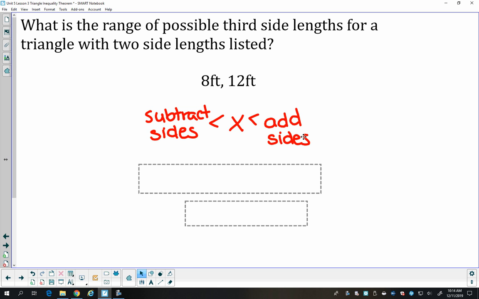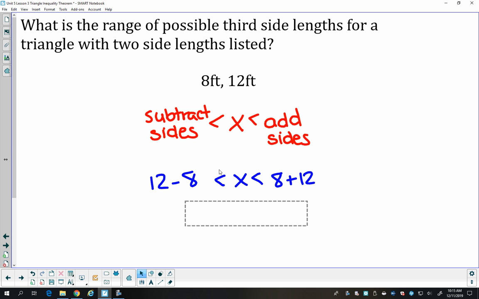In order to do that, I have to create a range. That means I have my value x in the middle, which represents the third side length that I'm trying to find a range for. We're going to have some value that the third side needs to be larger than, and some value that the third side needs to be smaller than. To find those values, I'll just subtract the two sides that I have, and I'll add them. So I'll do 12 minus 8, and I'll do 8 plus 12. And so my third side needs to be larger than 4 feet and less than 20 feet.